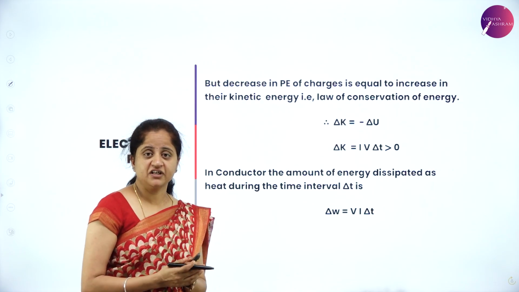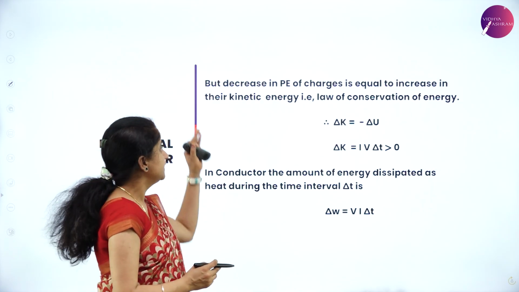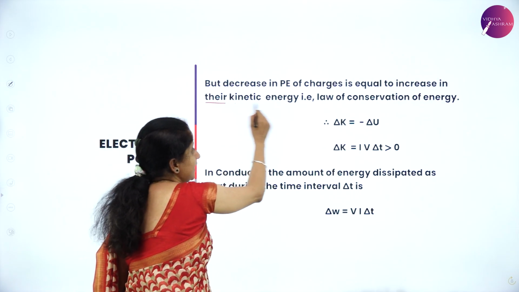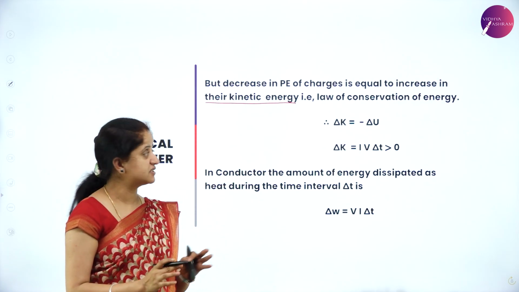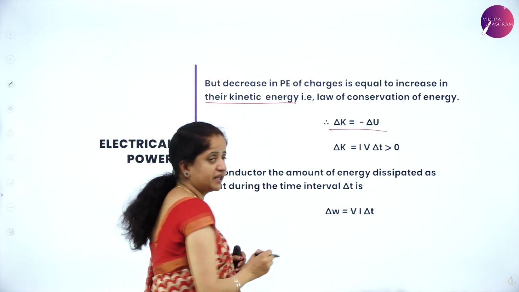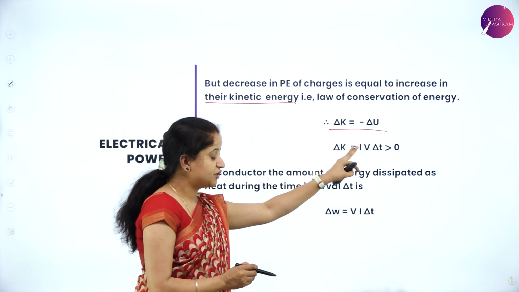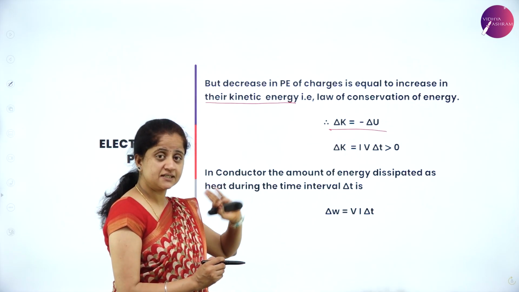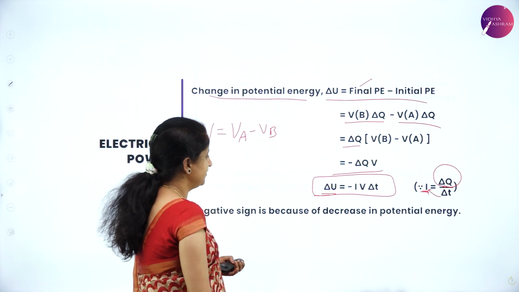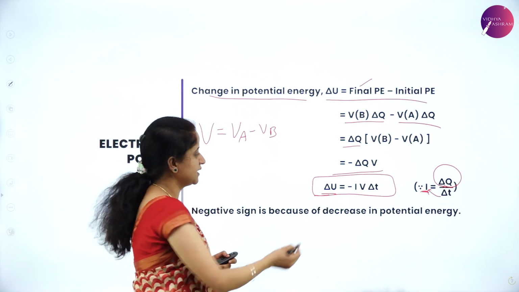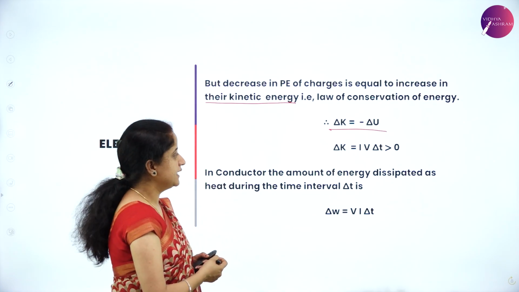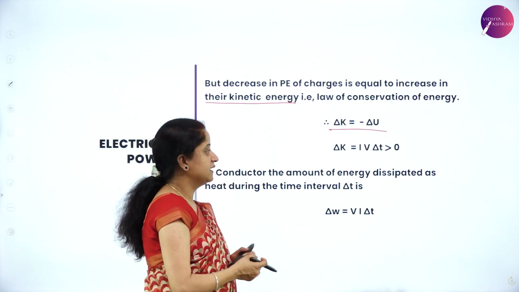But what is the significance of this decrease in potential energy? The decrease in potential energy of charges is equal to the increase in their kinetic energy according to the law of conservation of energy. That is, delta K is equal to minus delta U, which means the decrease in potential energy is equal to the increase in kinetic energy. So delta K is equal to what is delta U? We have derived in the previous slide that it is minus IV delta T. Substituting the same, we get delta K equal to IV delta T, which is greater than 0.